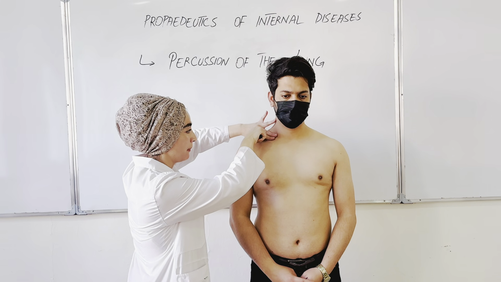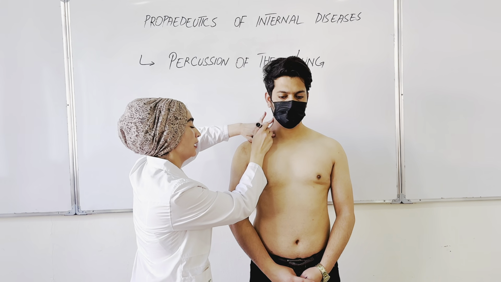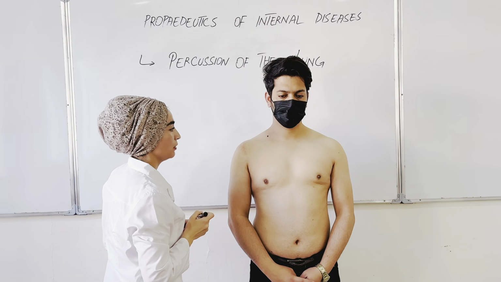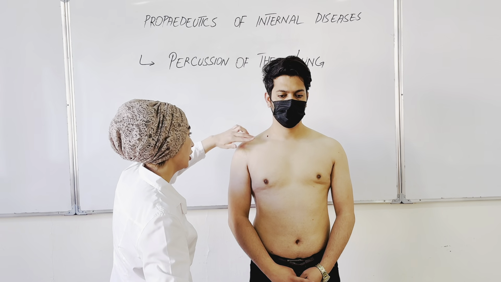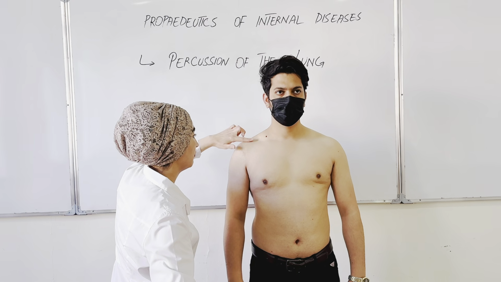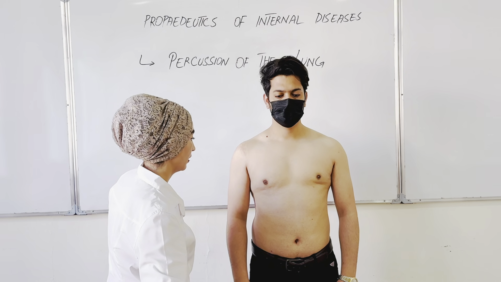And we should mark. Marking should be on the side of the clear lung sound. The normal location of the upper border of the lung is 2-3 centimeters above the clavicle. Here, 4 centimeters. Back side.